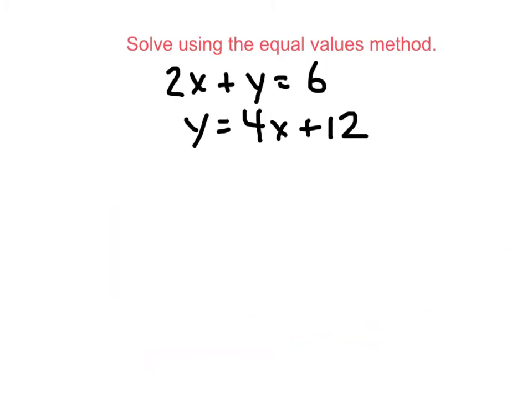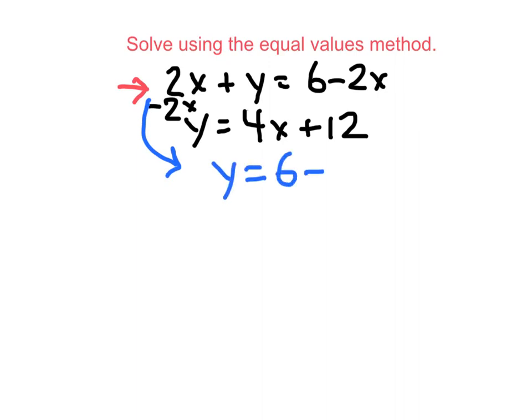Okay, this example we also need to solve for y. Okay, so the first equation, let's subtract 2x from both sides. Okay, if we subtract 2x from both sides, this equation will become y equals 6 minus 2x. Now we're going to set that equal to the second equation. So 6 minus 2x equals 4x plus 12.